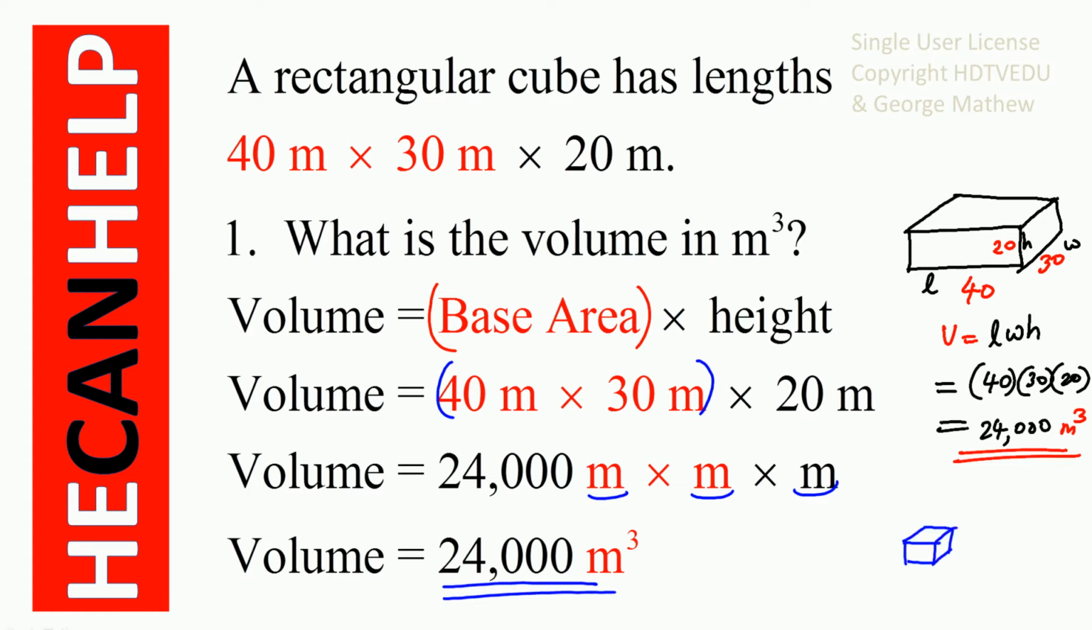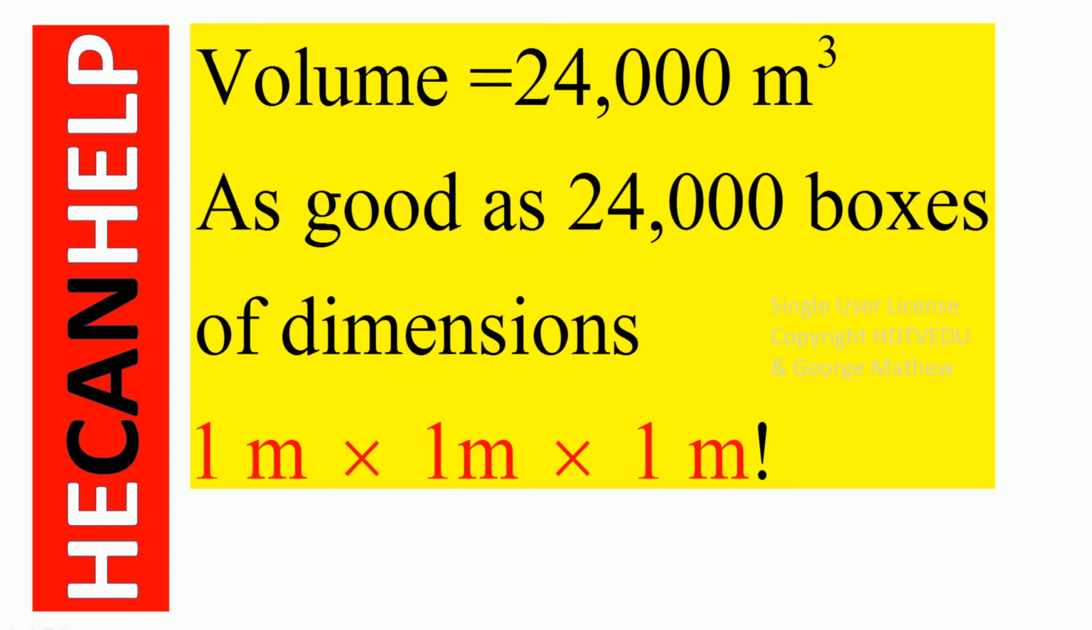24,000. Can you imagine 1 meter by 1 meter by 1 meter cubes? We can fit 24,000 of those into our volume. So volume is 24,000 meter cube. It's as good as 24,000 boxes of dimensions 1 meter by 1 meter by 1 meter.